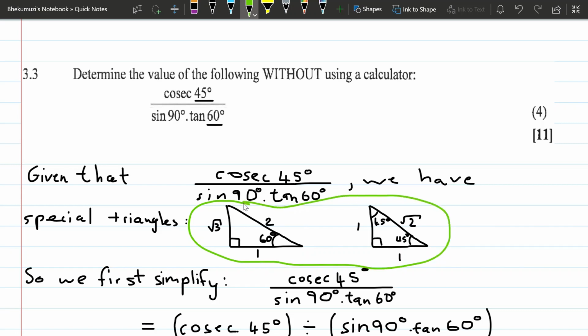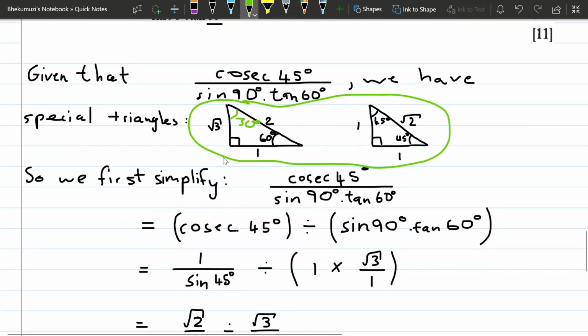So there we have our special triangles, the 60-30 degree triangle, and the 45 degree special triangle with the values of 1 and 1 for the 45 and square root 3 and 1 for the 60 degrees. The only thing you have to do now is simplify this nicely. So we have cosec 45 degrees, which is the numerator, so that's why it's ahead. Then it's divided, with the fraction line, and the denominator at the end is sine 90 degrees times tan 60.